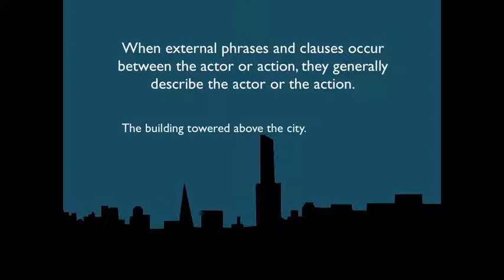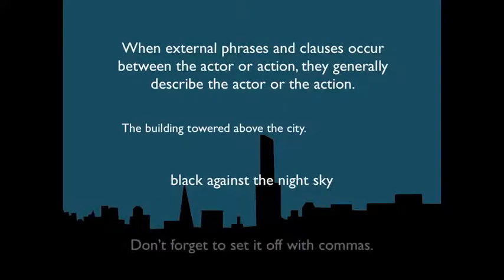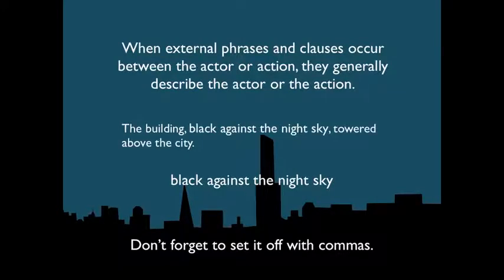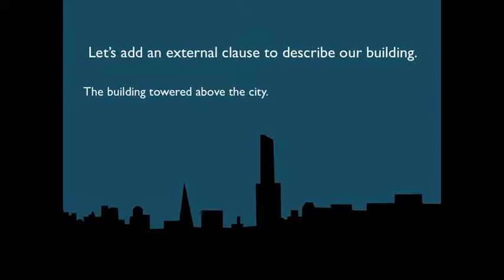In our foundational clause, the building towered above the city, we're going to add the phrase black against the night sky. So what we're going to do is plug that in and set it off with commas, and the new sentence will read, the building, comma, black against the night sky, comma, towered above the city. This time let's add an external clause to describe our building.